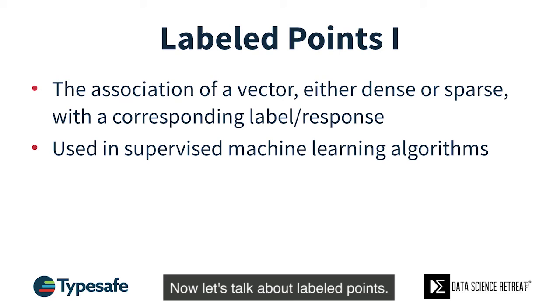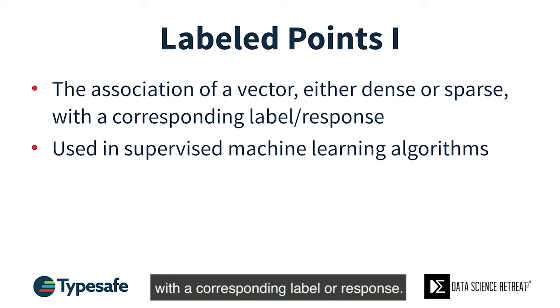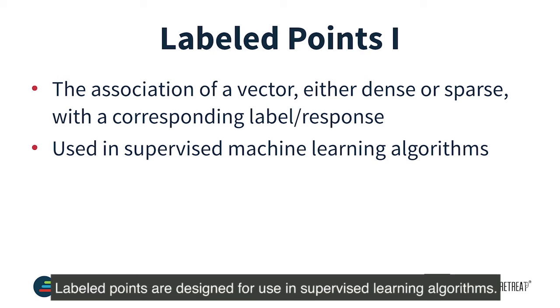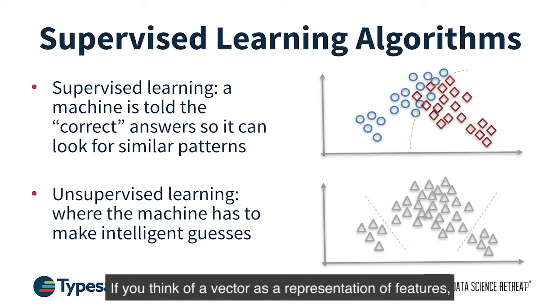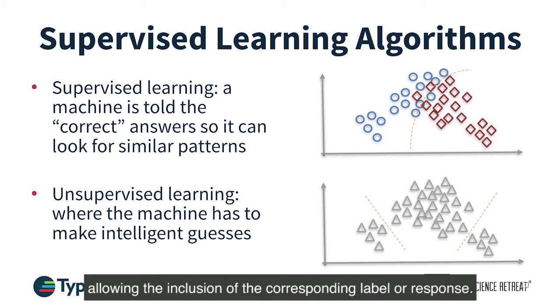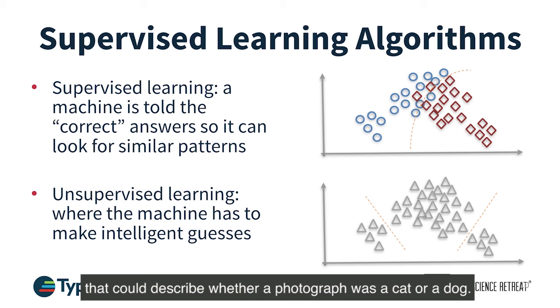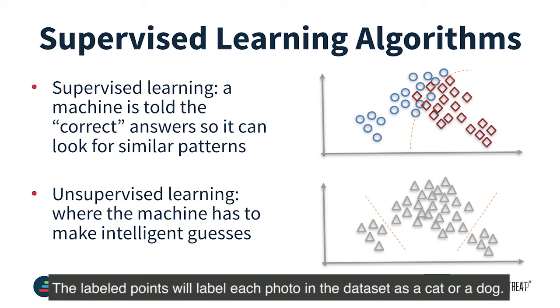Now let's talk about labelled points. A labelled point is the association of a vector, either dense or sparse, with a corresponding label or response. Labelled points are designed for use in supervised learning algorithms. If you think of a vector as a representation of features, a labelled point is a natural extension to it, allowing the inclusion of the corresponding label or response. So, for example, if we had a set of variables, maybe pixel information that could describe whether a photograph was a cat or a dog, the labelled points will label each photo in the dataset as a cat or a dog.